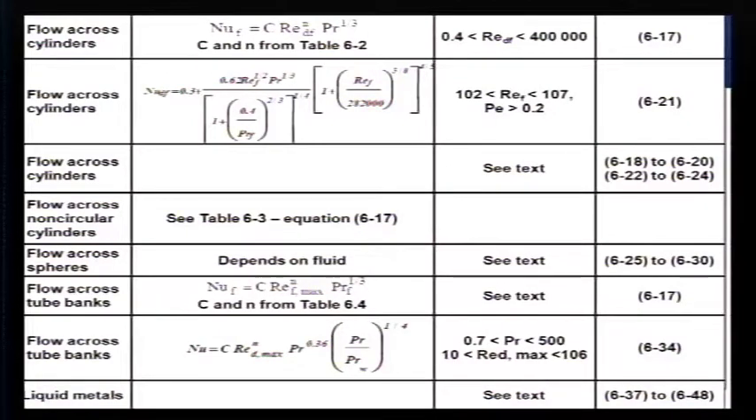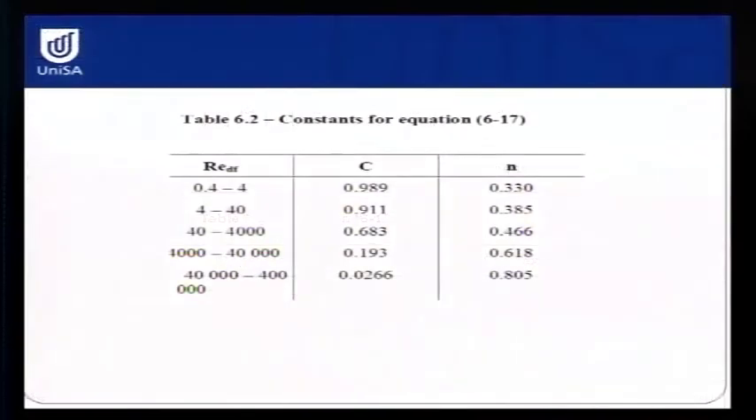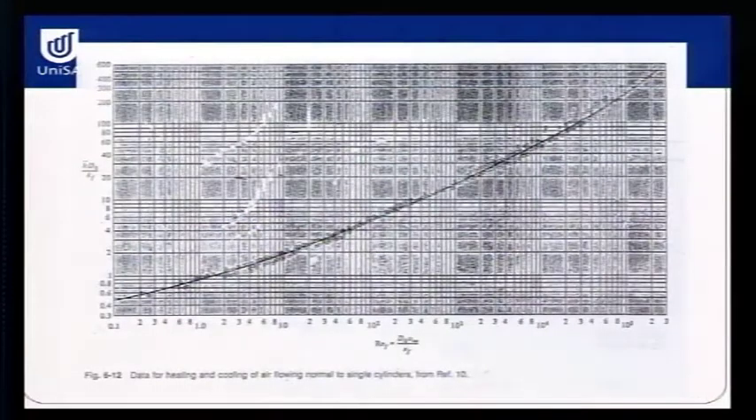And then we have tube banks, which we'll be dealing with. We can even deal with the case when we have liquid metals flowing at high temperatures, where the properties become a bit funny, particularly the Prandtl number, and we have special equations for these. Some of these equations you will see in a minute, and some you have to go back to the textbook to find.